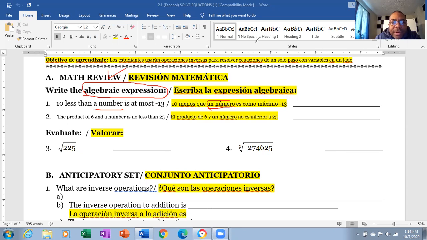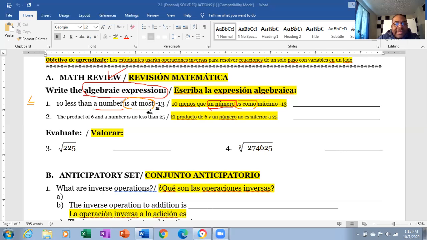Now, this is the most important part of this part. Is at most. That's important because that's saying that it's going to be an inequality. Whenever you see is at most, that means that it's going to be less than or equal to. So when you see is at most, just keep in mind that it's going to be less than, well, that didn't come out right, less than or equal to.